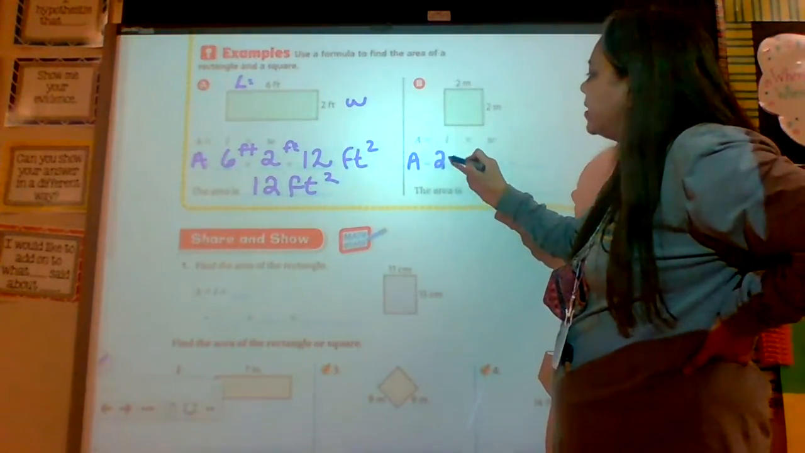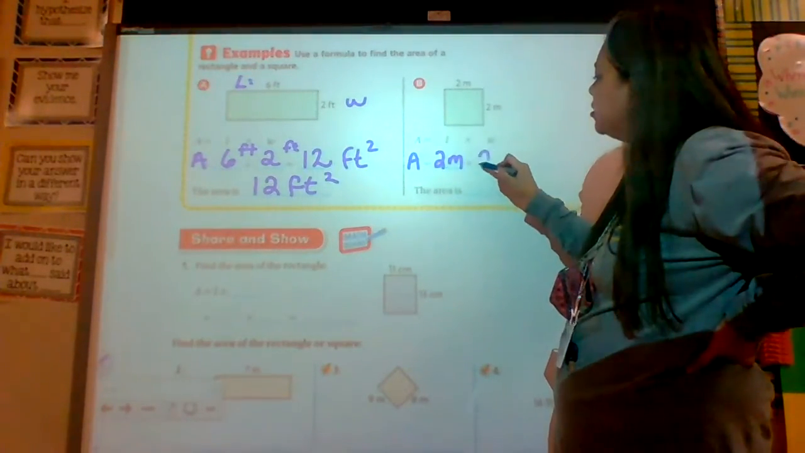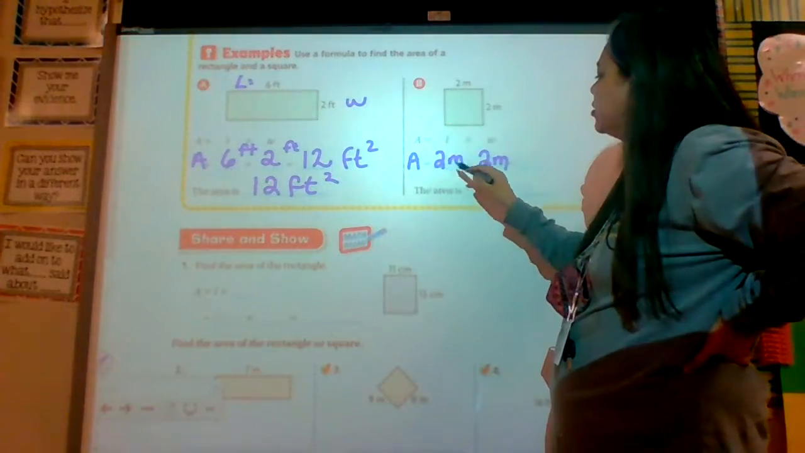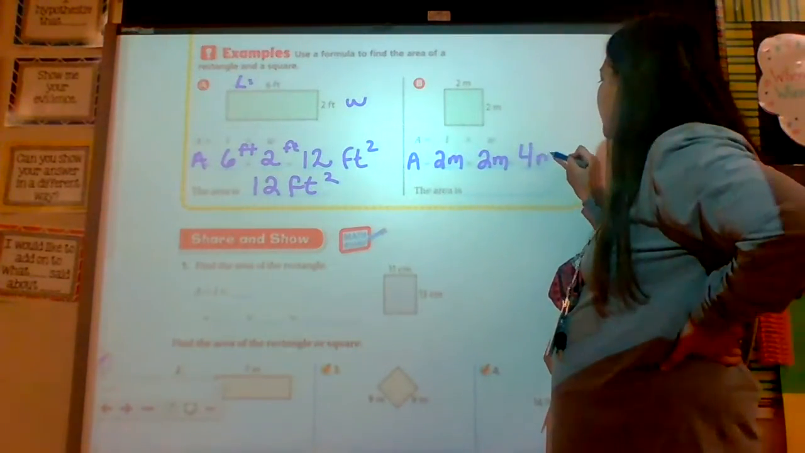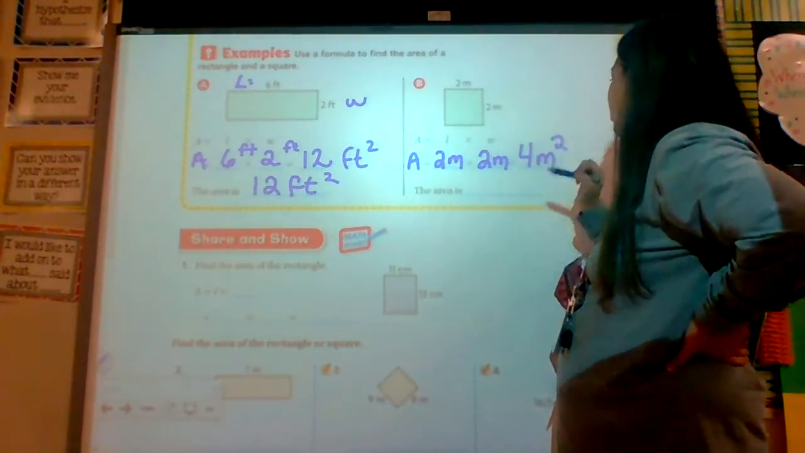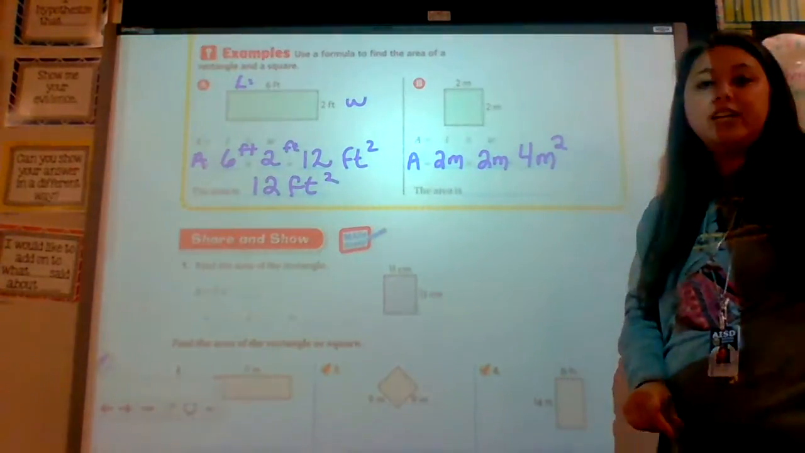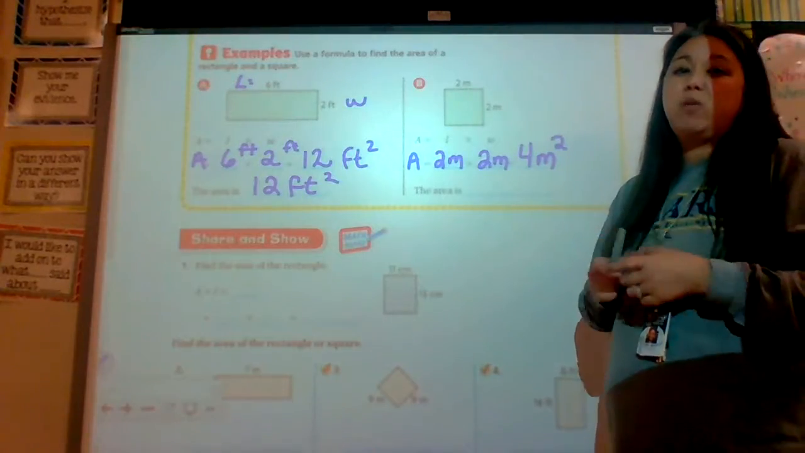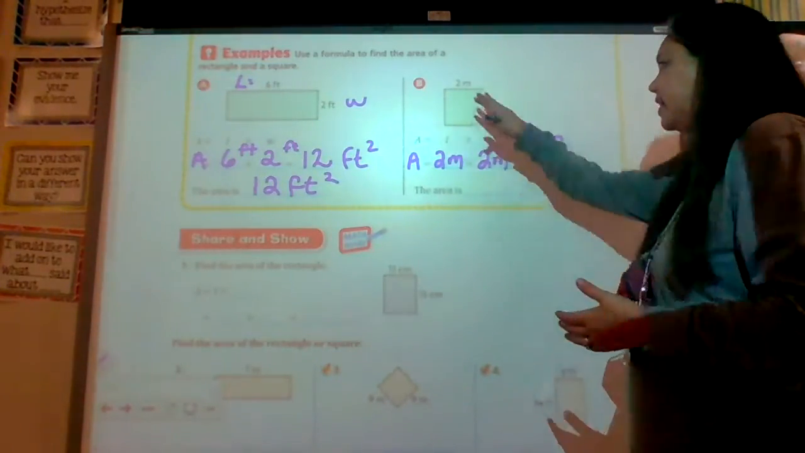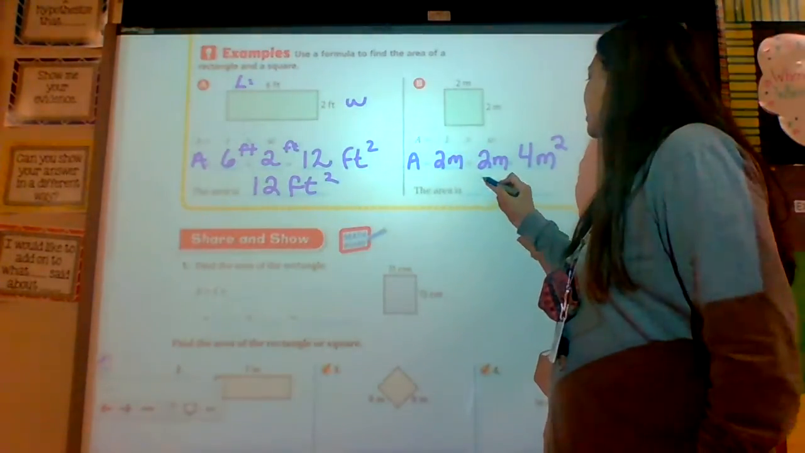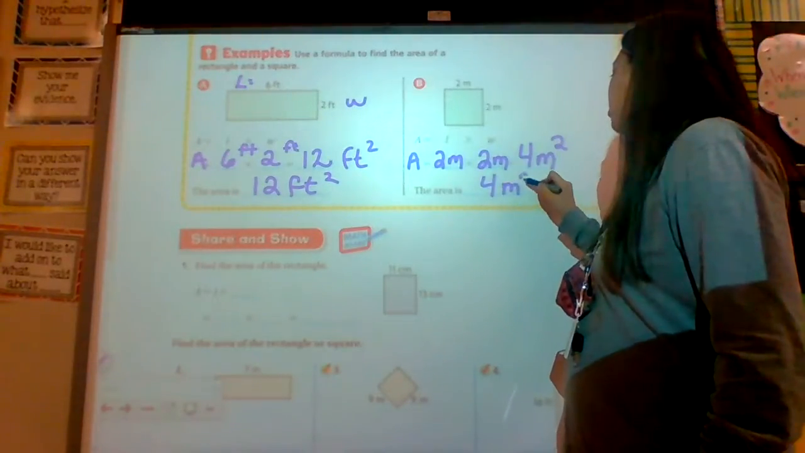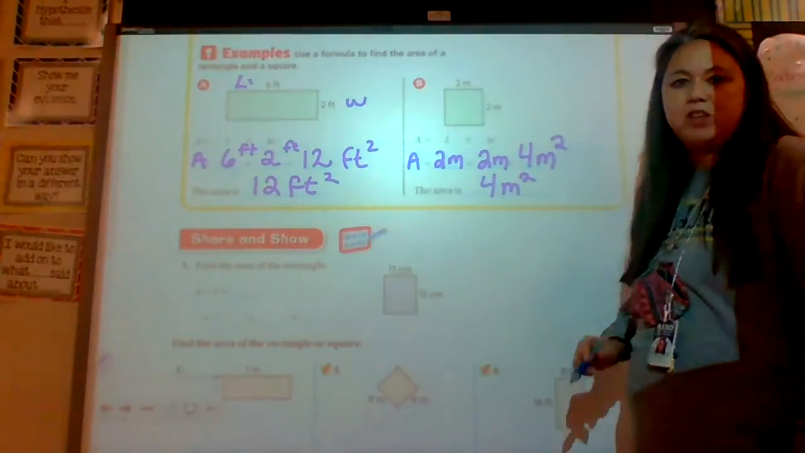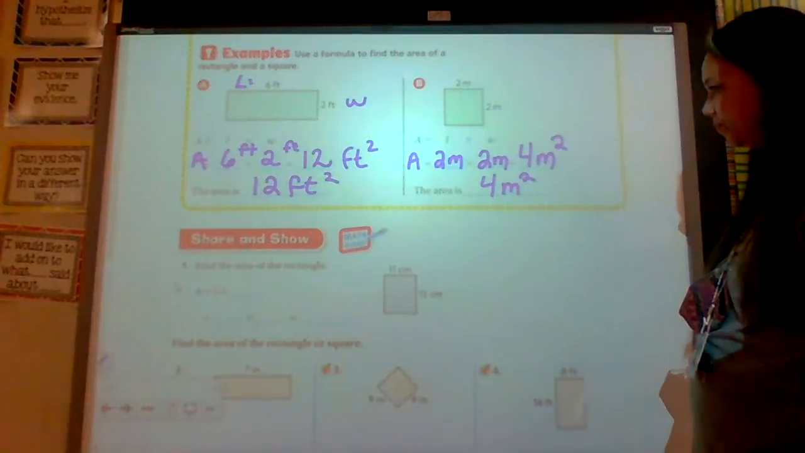A, that would be 2 meters times 2 meters. Well, what's 2 times 2 is 4. A meter times a meter is a meter squared. So we don't forget when we're doing area, we have to square those units because we're using squares to measure that space that's inside of here. So the area is 4 meters squared or 4 squared meters. You could say that either way.